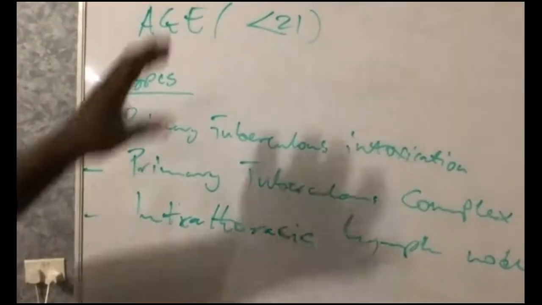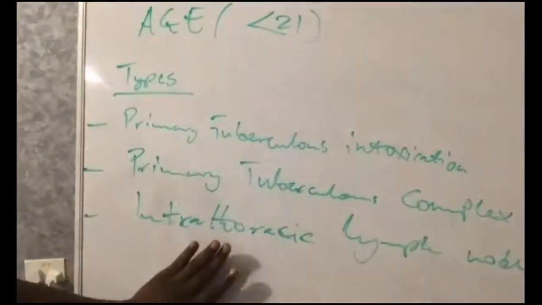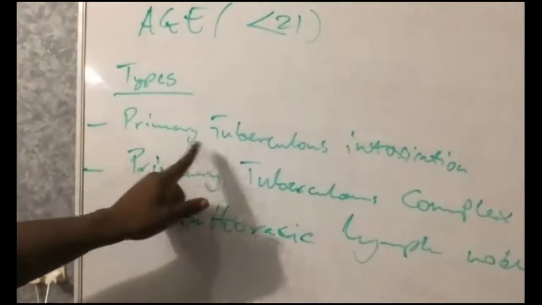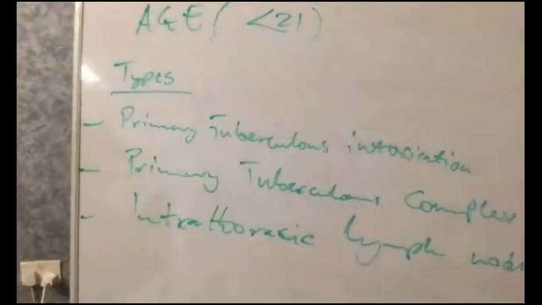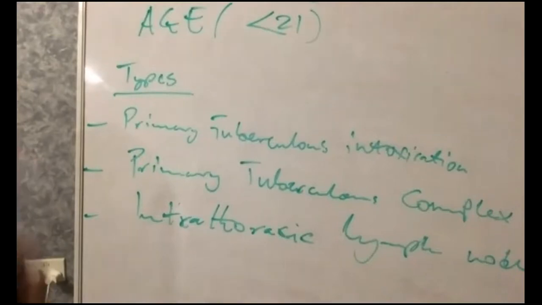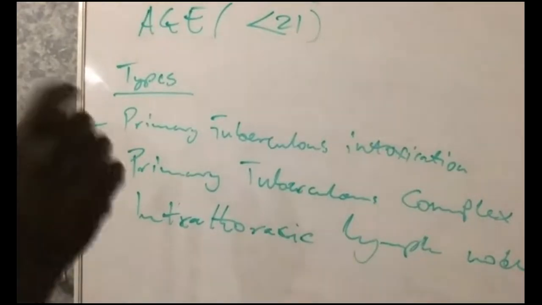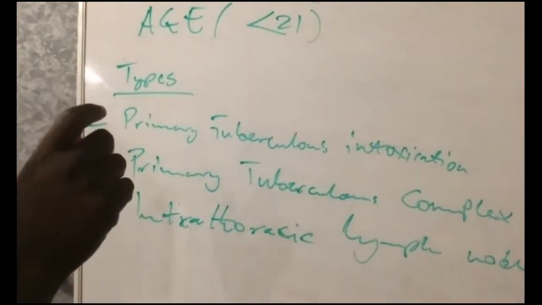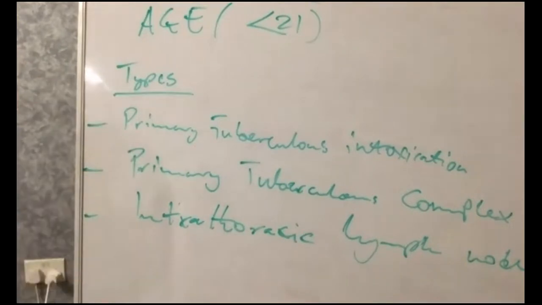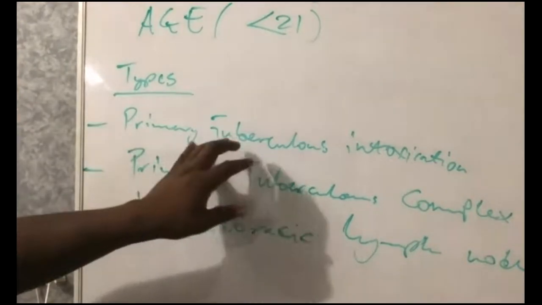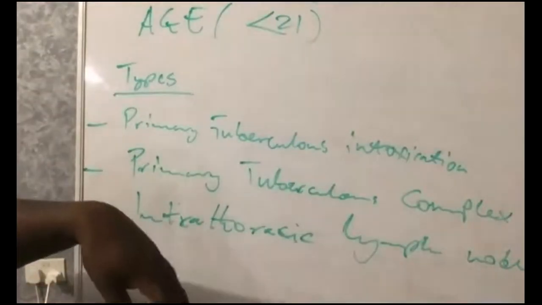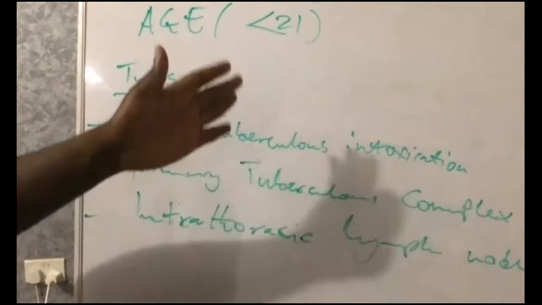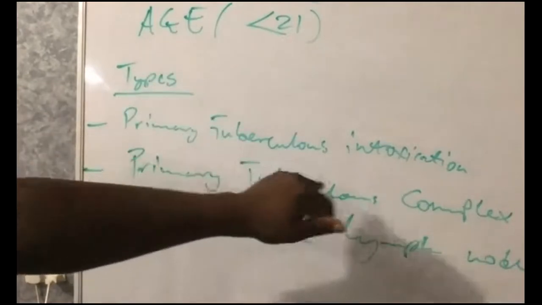Now, under that primary tuberculosis, we have three different forms. We have the primary tuberculous intoxication. This type of primary tuberculosis, all that they present is some flu-like symptoms, some high temperature and stuff like that. There is no specific focal degeneration, okay? So it means that here it can present like different forms of diseases. You may not even think that it is tuberculosis. So that's the primary tuberculous intoxication.